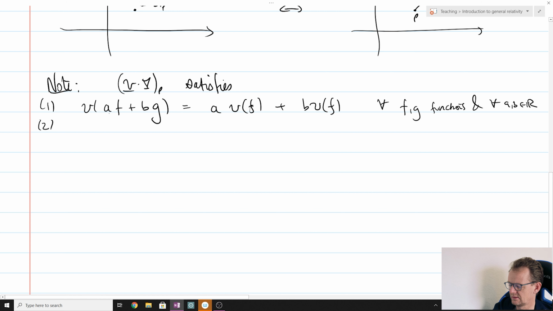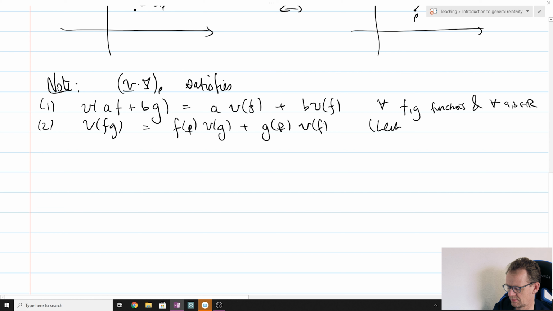And the second thing is the so-called Leibniz property. If you have two scalar functions f and g, you apply a directional derivative to them, then that's the same as evaluating the function f at the point P and taking the directional derivative of the scalar function g, plus evaluating the function g at the point P and taking the directional derivative at P of f. That's the Leibniz property.